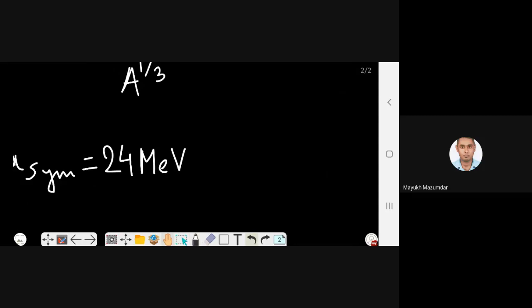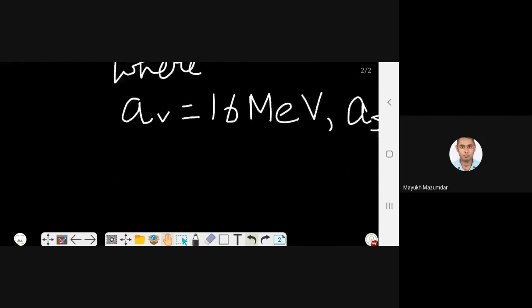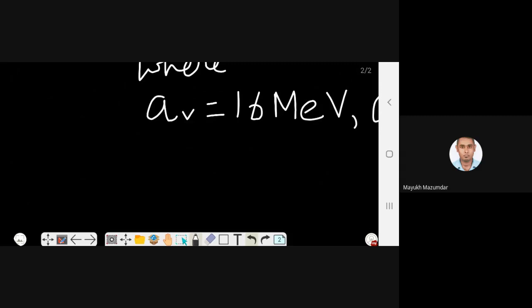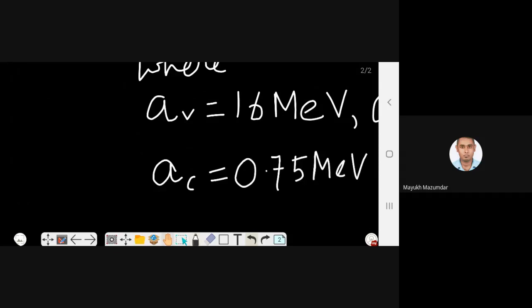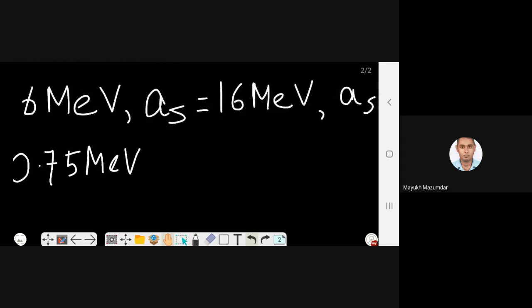And A_C is 0.75 MeV. You need not mug up these values. In the exam, they would be giving them to you.